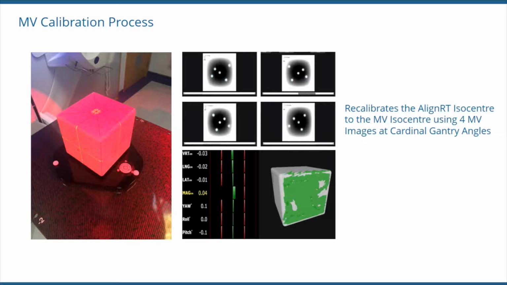To perform an MV isocenter calibration, the cube surface is positioned to the optical isocenter by zeroing out all the delta values in the MV calibration software. Using the internal spheres, 4 radiographic images are required at the cardinal gantry angles, and using the software within AlignRT, offsets between the current optical isocenter and the MV isocenter are computed and can be applied.